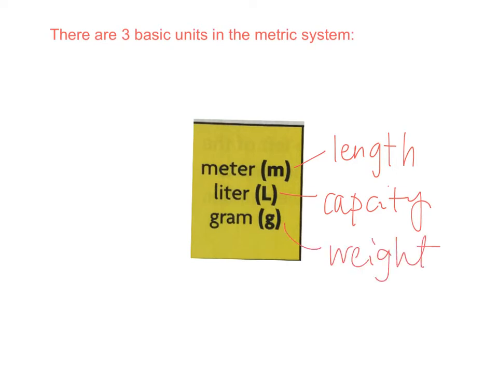Okay, you might remember that in science, we always use metric units. So, for example, in science, when we were measuring volume, we use liters or milliliters. When we are measuring weight, we use grams. When we're measuring length of things in science, we use meters.